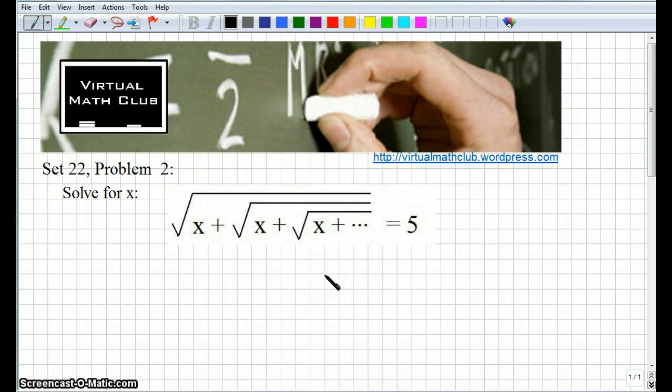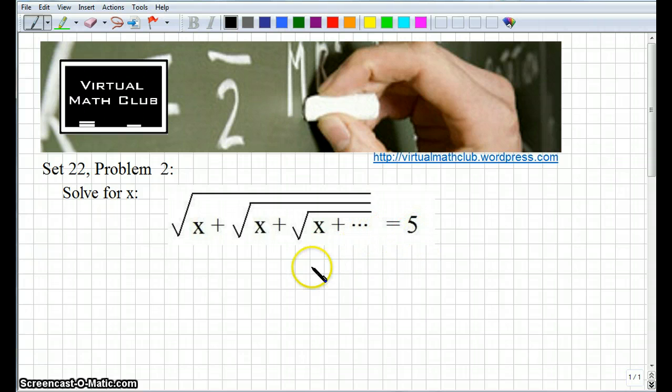In problem number 2, we have this equation, and we're asked to solve for x. We have the square root of x plus the square root of x plus the square root of x plus, and so on. This dot dot dot means it goes on forever. So it seems like, how in the world are you supposed to solve that?